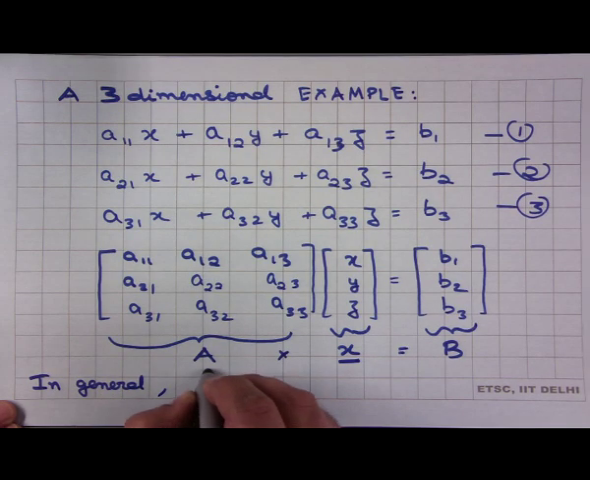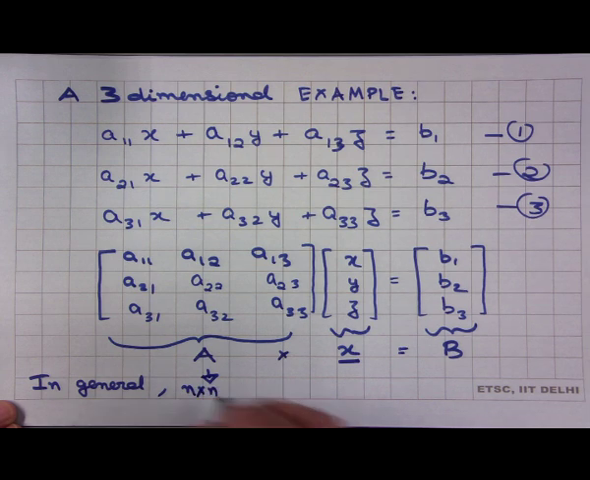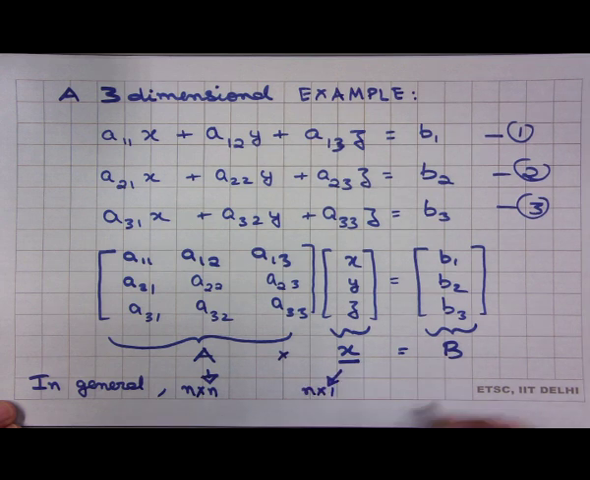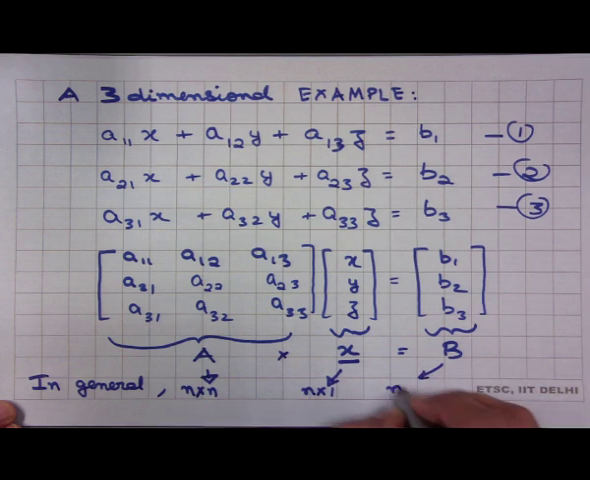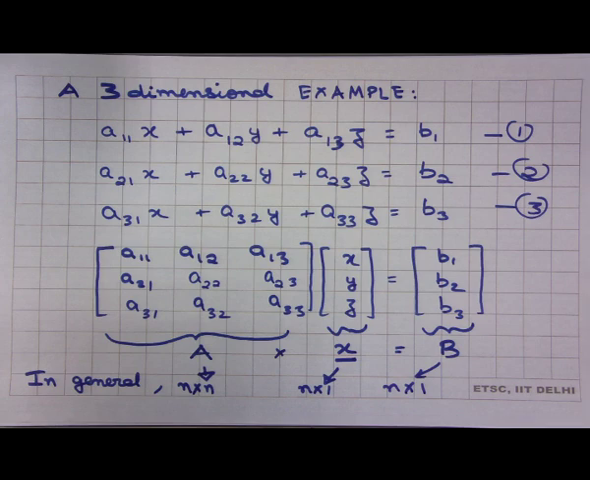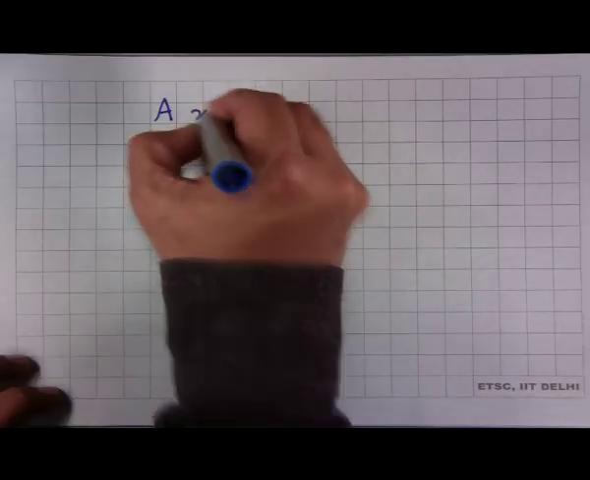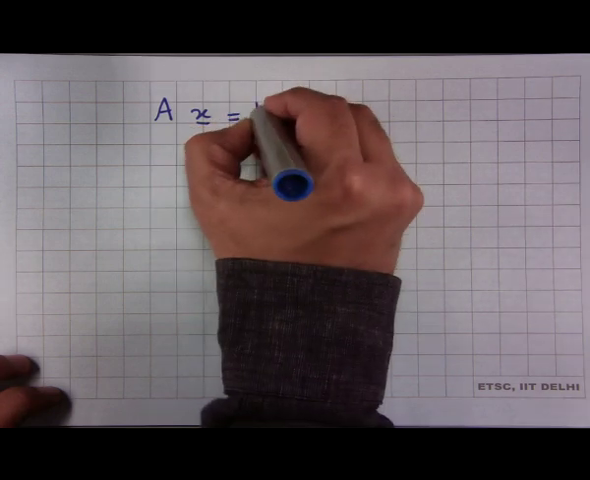So, in general, this is an n by n square matrix, this is an n by 1 vector, and so is this an n by 1 vector. So, this is the problem setup, Ax equal to B, a linear system of equations. How do we look for solutions? How do we check for conditions for which this has solutions or not? So, the general system is the following: Ax equal to B.